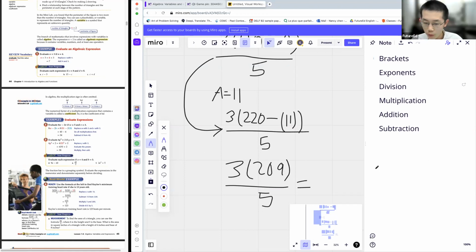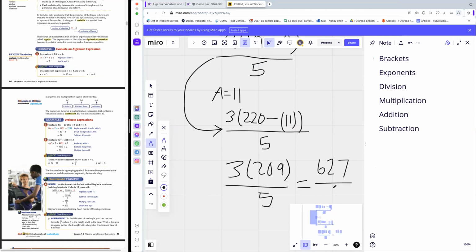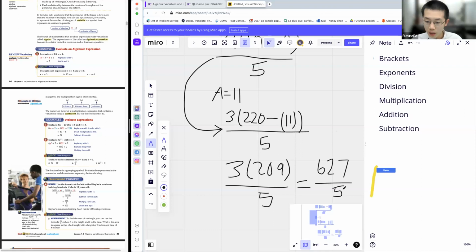William, can you tell me what 3 times 209 is, please? 627? Okay, I'll take you at it, Jason. Because 3 times 9 is 27, and then 3 times 2 equals 6, then we add them up. It's 627. Exactly. And now 627 divided by 5.